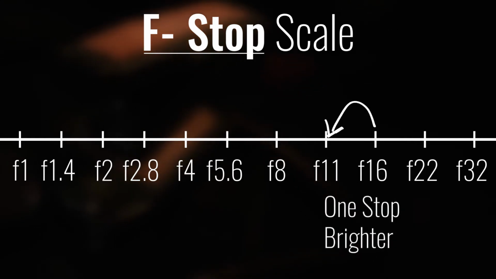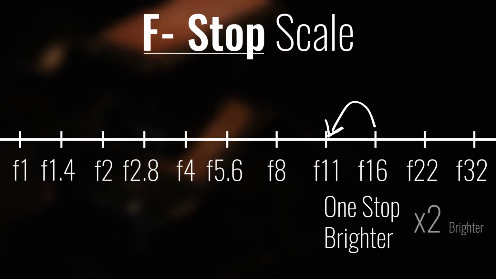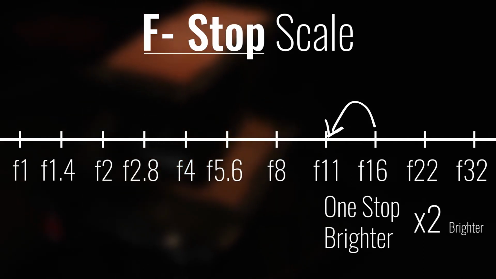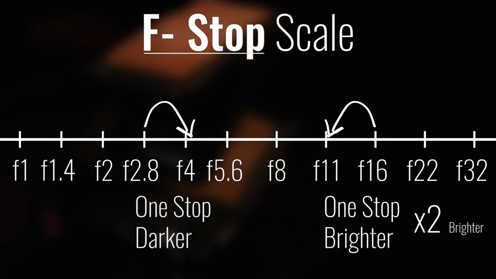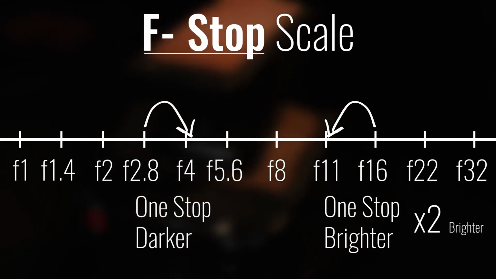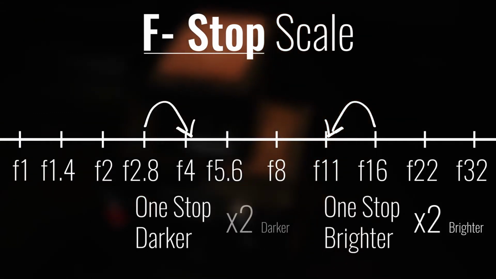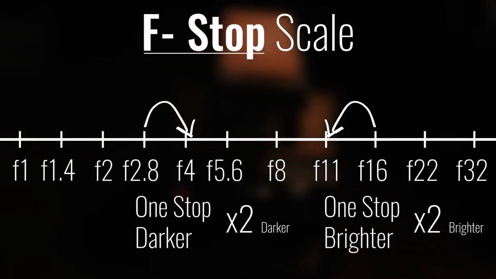f11 is one stop brighter than f16. A one stop increase is 2 times the light. f11 is 2 times brighter than f16. And to get a darker image, you'd have to go up the scale. f4 is one stop darker than f2.8. A one stop decrease is 2 times less light, or half the light. f4 is half as bright as f2.8.